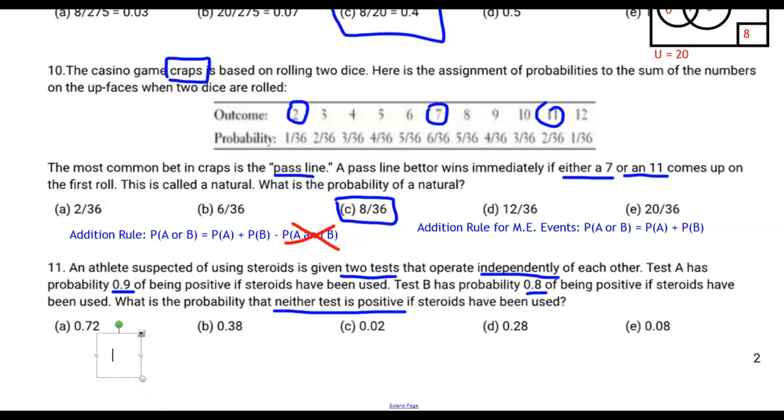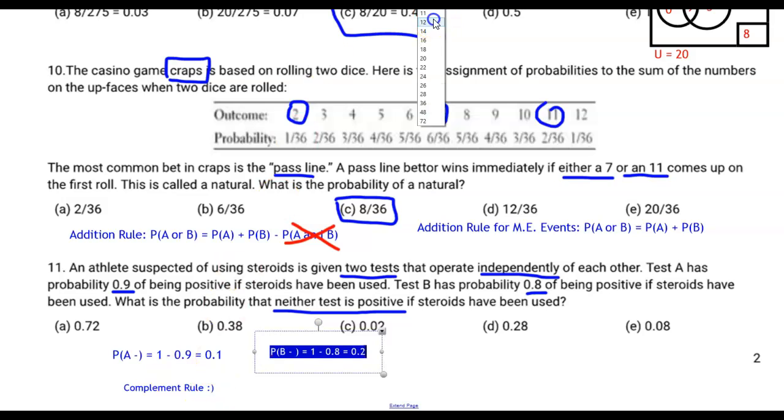All right, well, now let's figure out the probabilities of each of these independent things here. The probability of test A being neither test is positive. So A being negative is equal to, well, the probability of A being positive is 0.9. So that would be 1 minus 0.9. That's equal to 0.1. I just used a little rule called the complement rule. And similarly, the probability of B being negative is equal to 1 minus 0.8, that's equal to 0.2. So these are the probabilities that these individual tests will be negative.